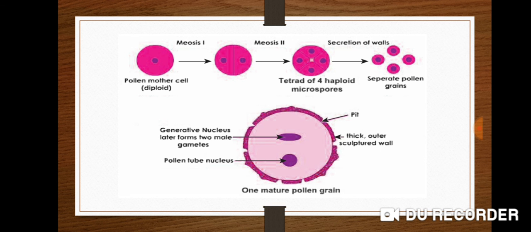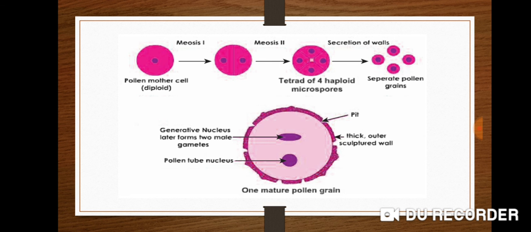The intine is thin and uniform in layer. It is made up of cellulose and pectin. The pollen wall at one or more places is very thin, and these circular areas are called germ pores or germ apertures. The pollen tube comes out through the aperture during germination.